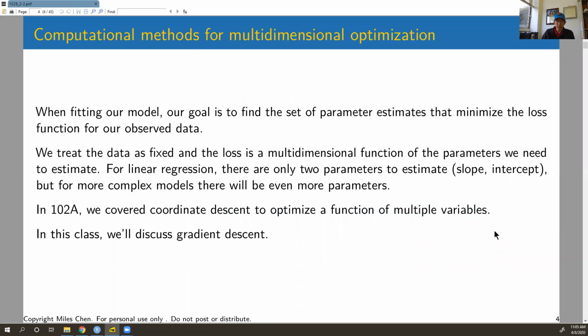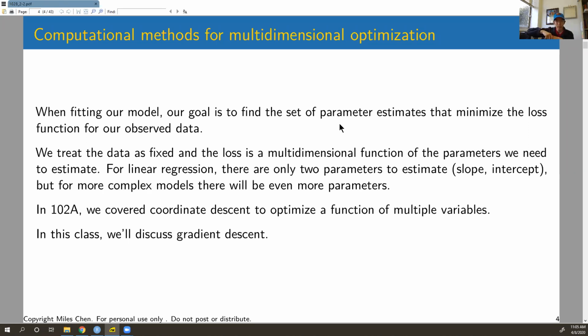All right, just a reminder: when you're fitting a model, what you're trying to do is find the parameter estimates that minimize the loss function. You've got a loss function that says this is the difference between your predictions and the actual values. We're trying to minimize that loss function, to get our predictions and our actual values to be as close as possible.